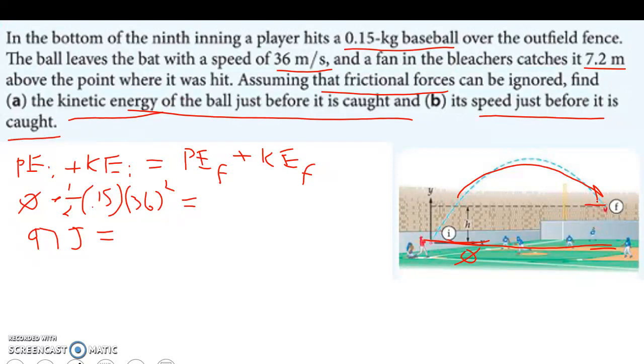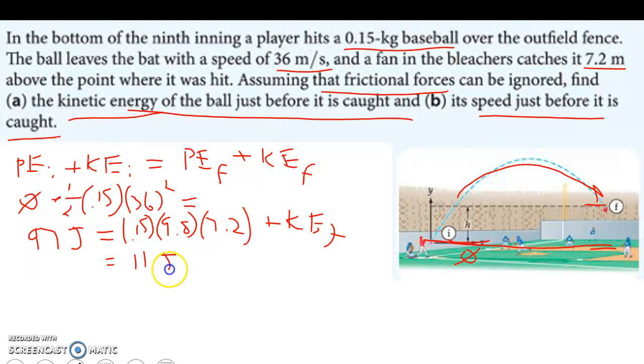So now our final potential energy is going to be the mass of the ball, 0.15, times Earth's acceleration due to gravity, and we multiply that by the height, which we said is 7.2 meters. Plus the final kinetic energy will equal that. I'm going to do this math for you, and I get 11 joules.